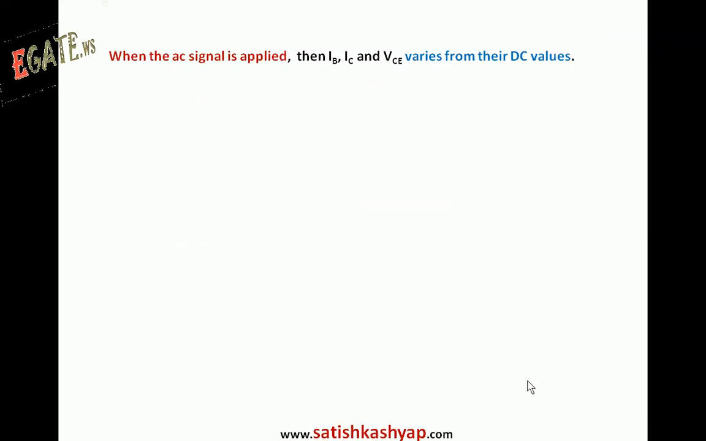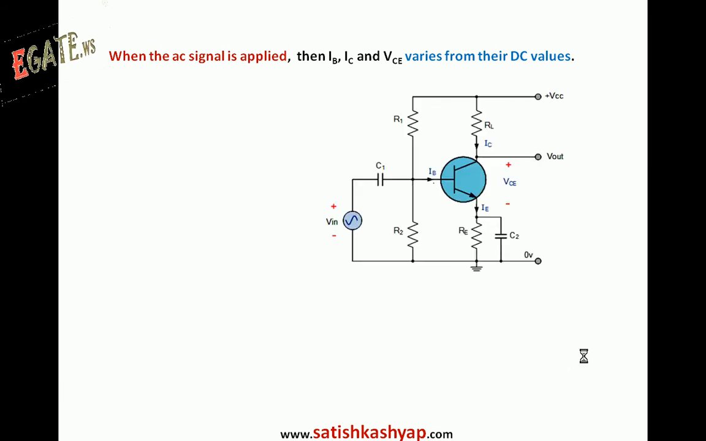Let us assume we are applying the AC signal. Then the base current, collector current and collector to emitter voltage VCE are going to change with respect to their DC values. Already because of DC voltage they will be at some values. If you apply an AC signal such that the AC signal is increasing, at that time IB and IC may increase. When the AC signal is decreasing, IC may decrease. So this is the circuit used to apply the AC signal.